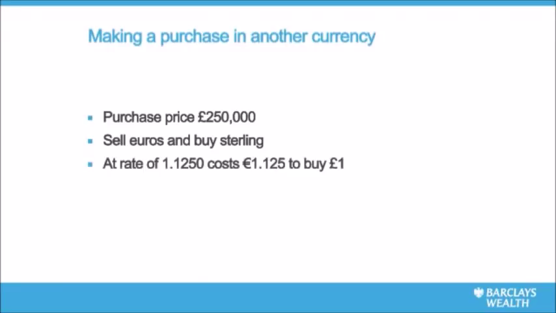This means it would cost you €1.125 to purchase £1 sterling. You accept this exchange rate and execute the deal, meaning your euro account would be debited with €281,250 and your sterling account credited with £250,000. The internationally recognised settlement period for foreign exchange is known as spot, which is transaction date plus 2 working days. Other settlement dates are available on request, and these can range from the same day up to months or even years in the future.